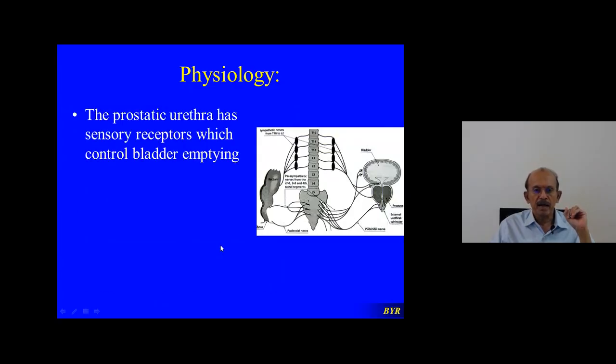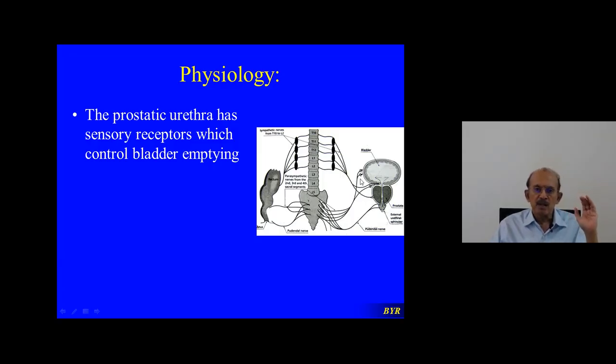Prostatic urethra has sensory receptors which control bladder emptying. So we have seen yesterday the micturition reflex. There are receptors in the bladder wall, the stretch receptors. Whenever the bladder is distended to a certain level, the stretch receptors are stimulated. They send stimuli to the brain.